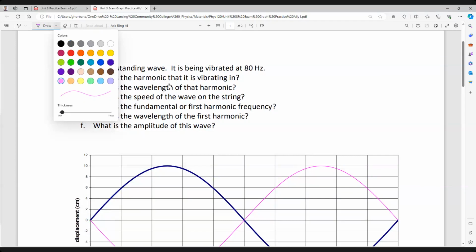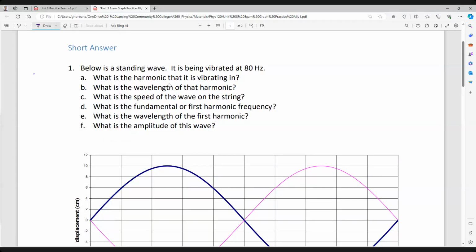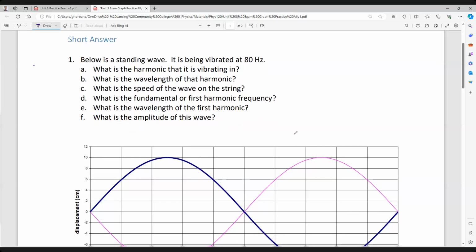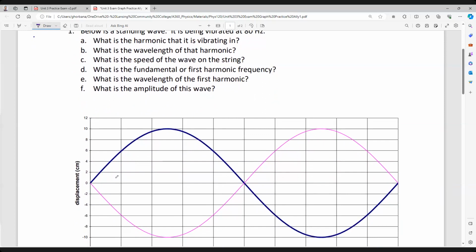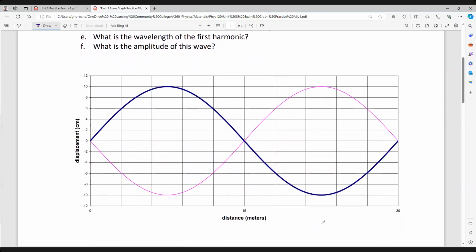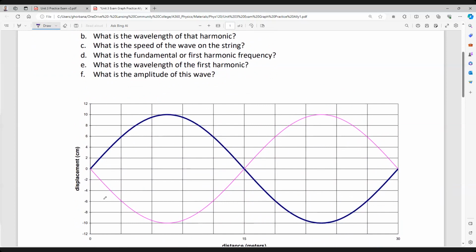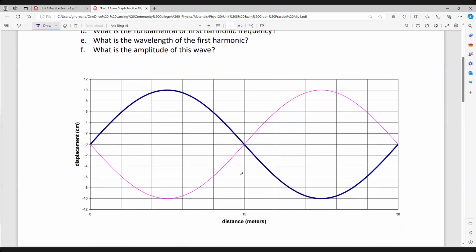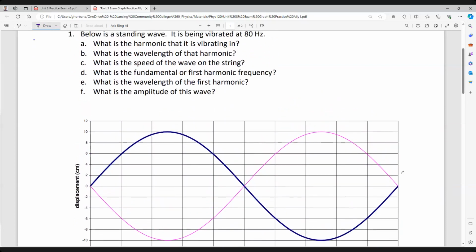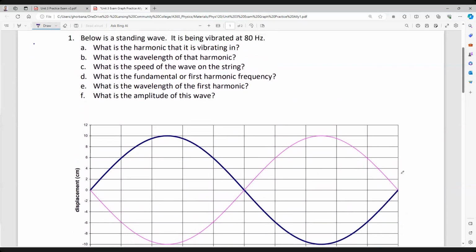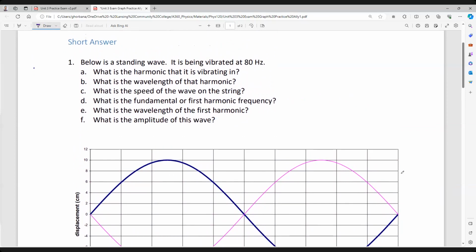So the question number one: there is a wave, and this is a displacement over the distance. We have a wave which is displacing up and down, and it's also traveling through the distance. By having this wave, we are supposed to answer question number one. So let's read the problem together.